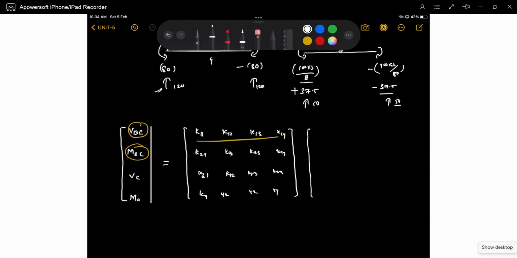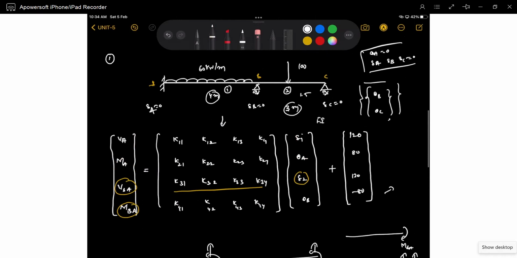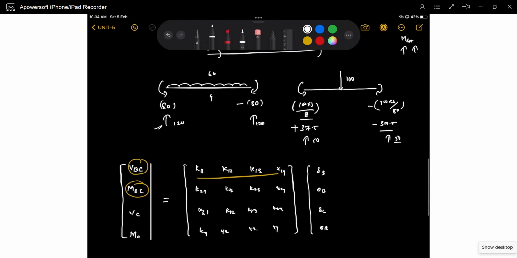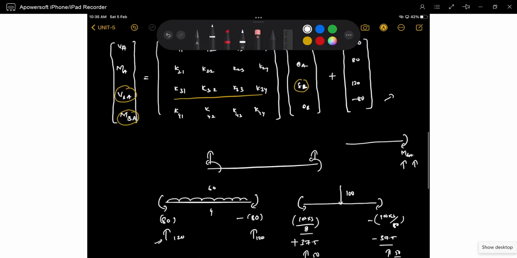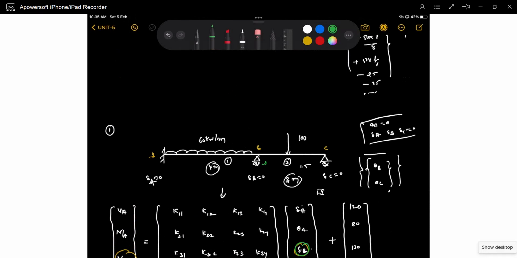Here also, if you take delta A, delta B, theta B, delta C, theta C, those are the deformations, plus those values: plus 50, plus 37.5, 50 minus 37.5. I write like this. If you see, these two values are the same. These delta B and delta B are the same, because here there is only one support. Finally it is 0.